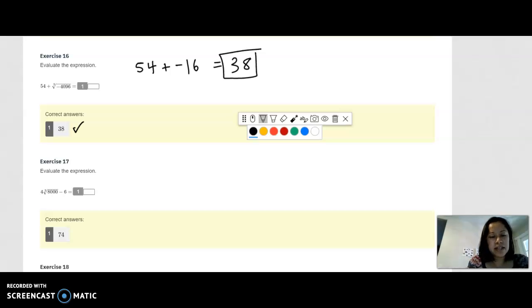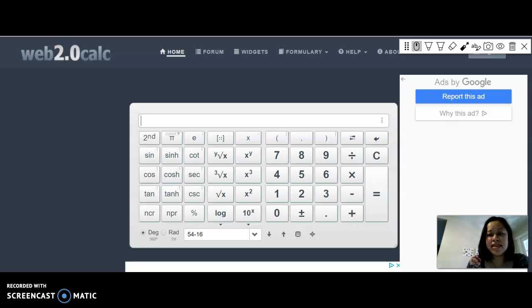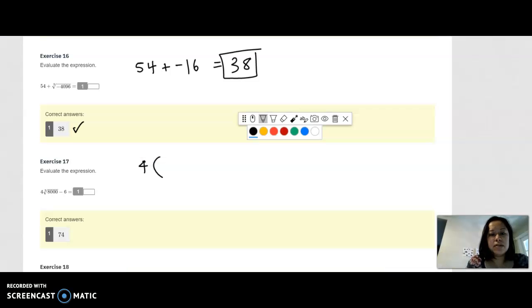17 is another evaluate the expression. This is 4 times the cube root of 8,000 minus 6. So again, you want to use your order of operations. We always want to simplify your exponents or your roots first. So that's going to be 4 times, go ahead and find the cube root of 8,000. So my cube root button here, 8,000, gives us 20. So it's really 4 times 20 minus 6. And now we have multiplication and subtraction. So of course we're going to do multiplication first before we subtract. And we end up with our number 74.